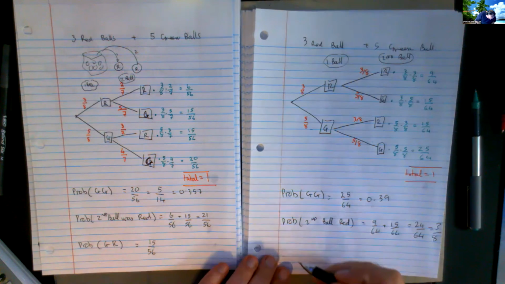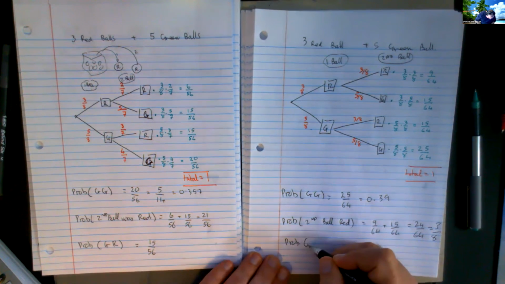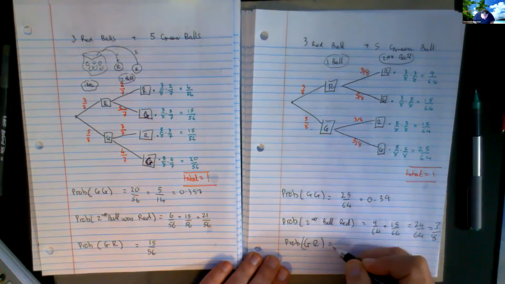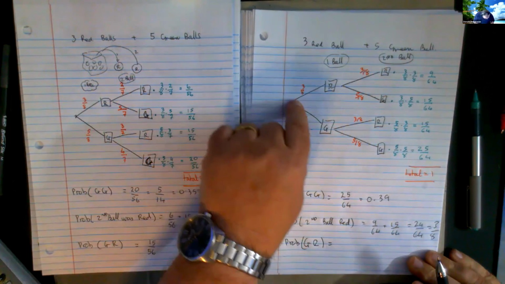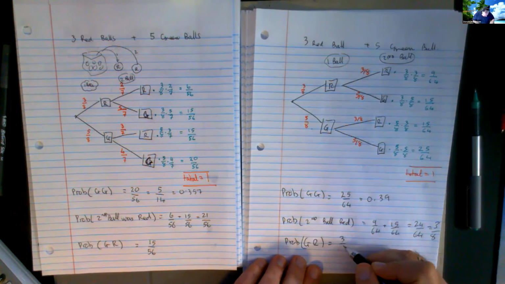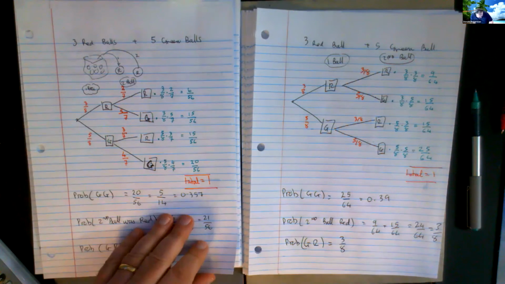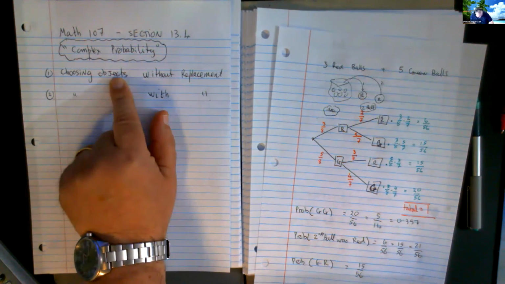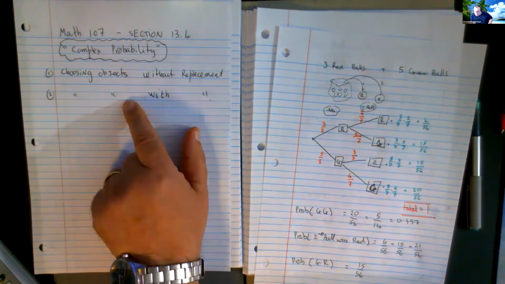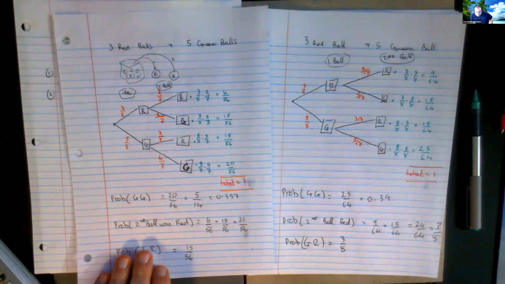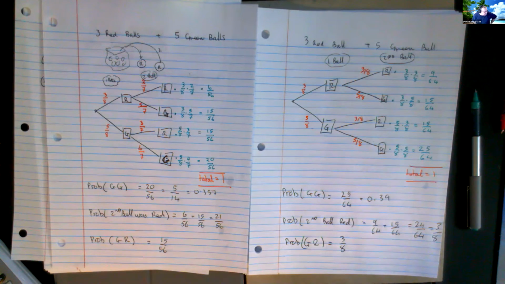Oh, and the last one. Probability that the first one was green and the second one was red, and a green followed by red is 3 8ths. And that is essentially how you deal with choosing objects, typically with replacement or without replacement. And you could do this with cards, with beads, with almost anything you can think of.